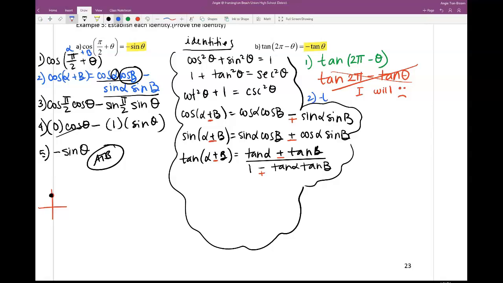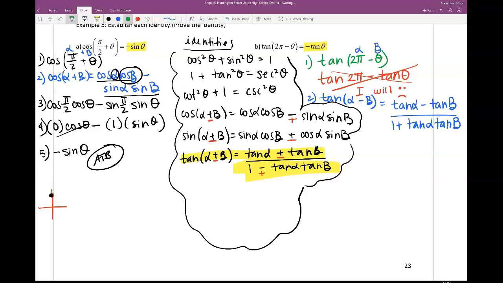Are you ready? Can I use tangent of alpha minus beta? Okay. So the identity says here, look, I already have it written for you. So from here, I will use my identity. Here we go. Tangent of alpha minus tangent of beta all over 1 plus tangent of alpha times tangent of beta. Okay. Well, this is really alpha and this is really beta. So I'm just going to plug it in.